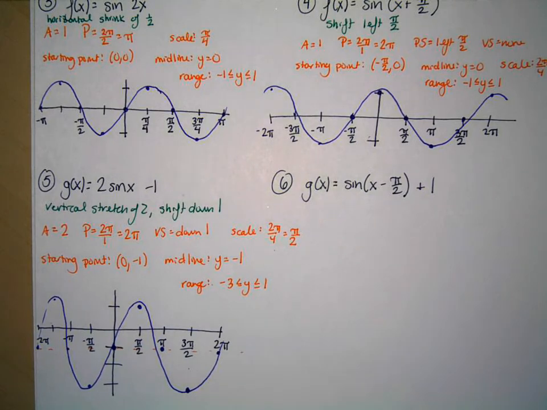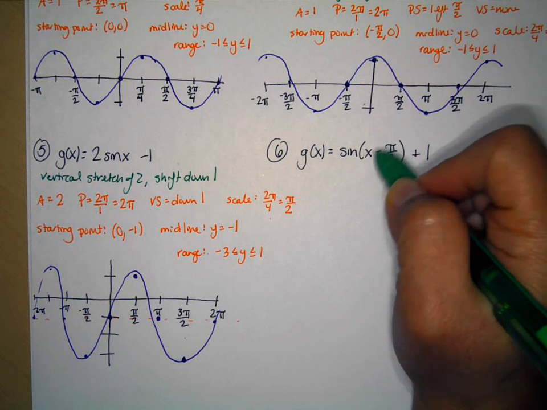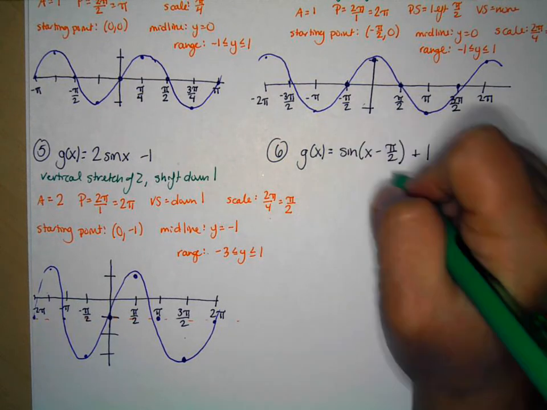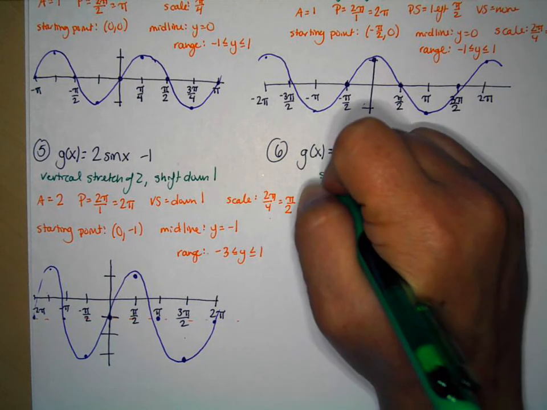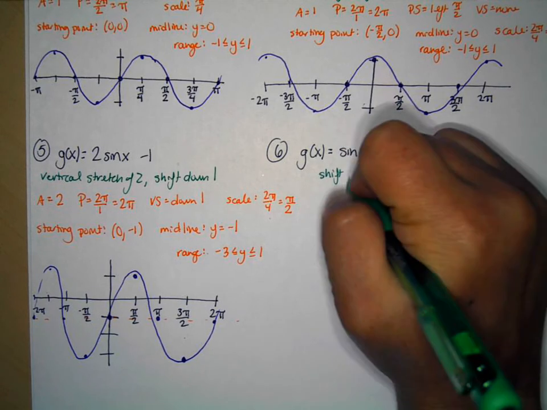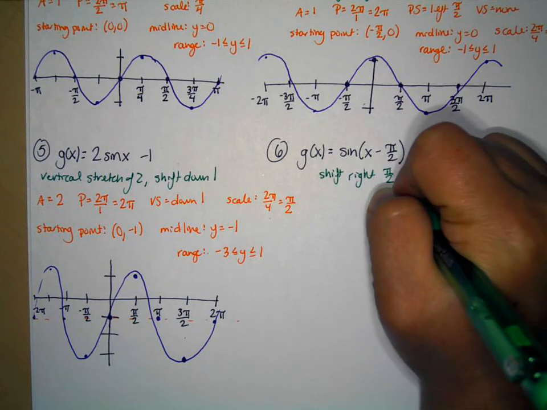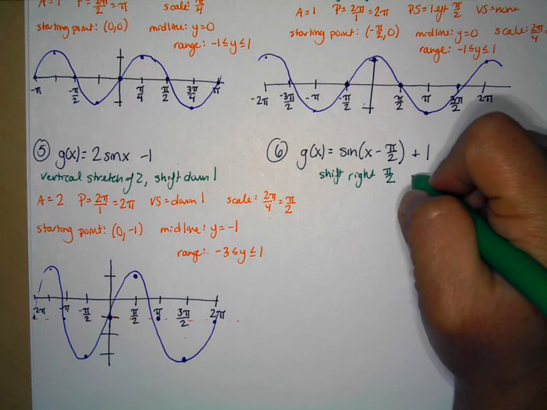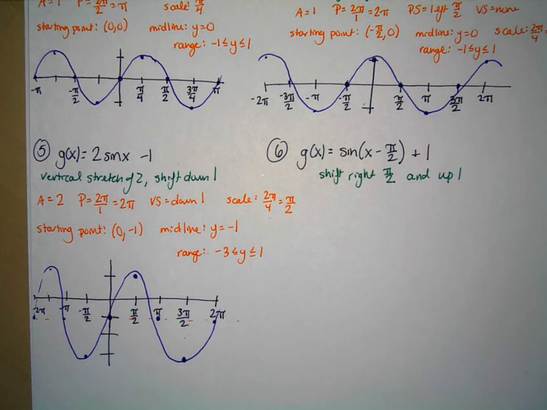All right, example 6, g of x equals the sine of the quantity x minus pi over 2, plus 1. Since this is being subtracted inside the parentheses, that's a horizontal shift. And remember, that horizontal is backwards. If this is minus, that's going to shift us to the right. And the plus 1 outside the parentheses is going to be a vertical shift. So up 1.